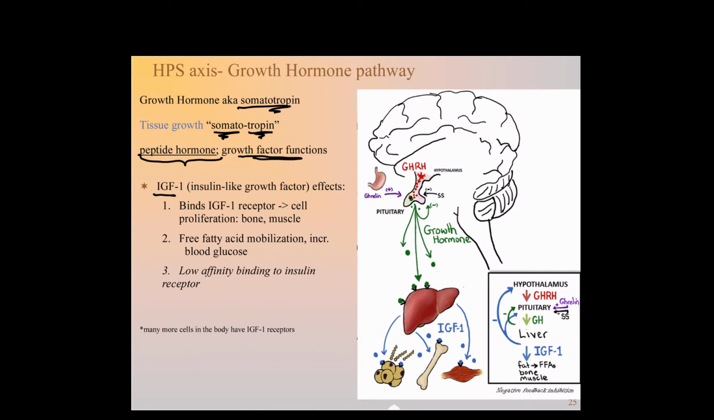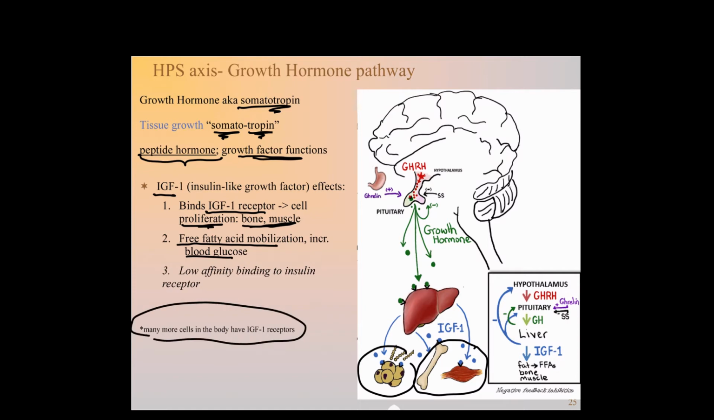Insulin-like growth factor is then going to bind IGF-1 receptors. It's going to bind them on a couple of different types of tissue. It can bind them on the bone and the muscle, in which case it's going to act there as that growth factor, and it's going to cause cell proliferation. So growth hormone is going to cause bone growth, and it's going to cause muscle growth. It also binds to receptors on fat cells or adipose tissue, and that's going to mobilize free fatty acids, and it's also going to increase blood glucose. There are a lot of other cells with IGF-1 receptors. Growth hormone has a lot of effects. I'm just breaking it down to these really basic ones.